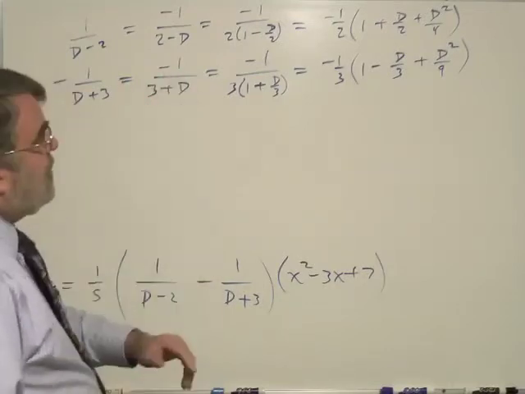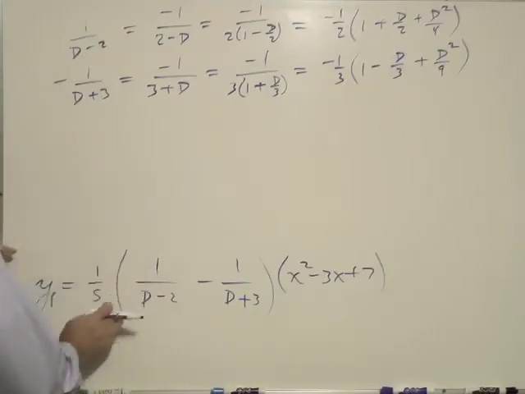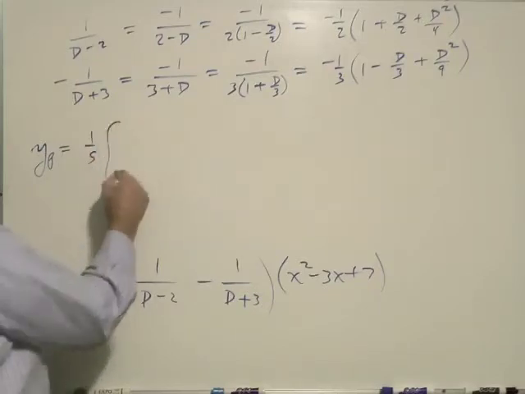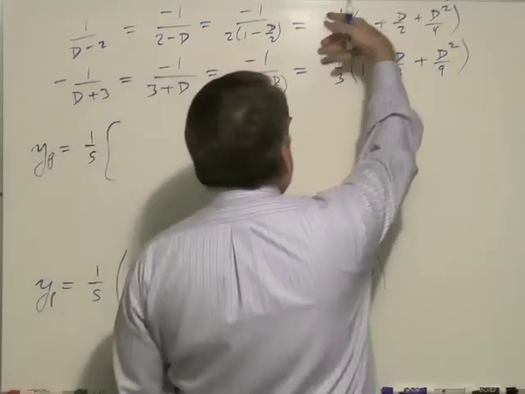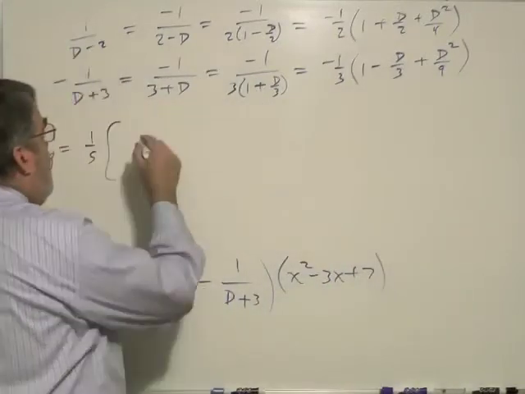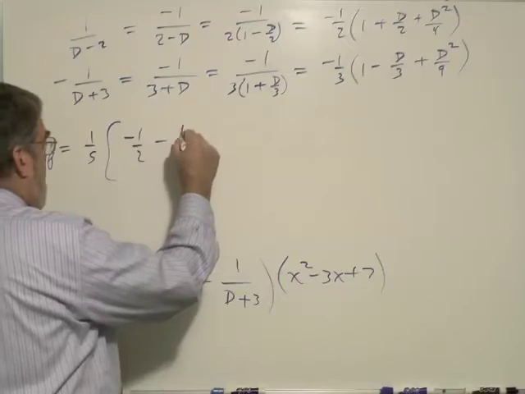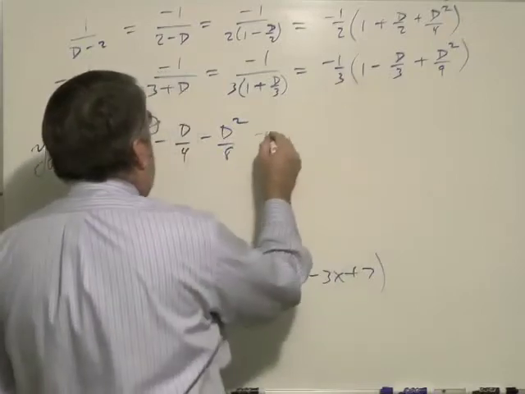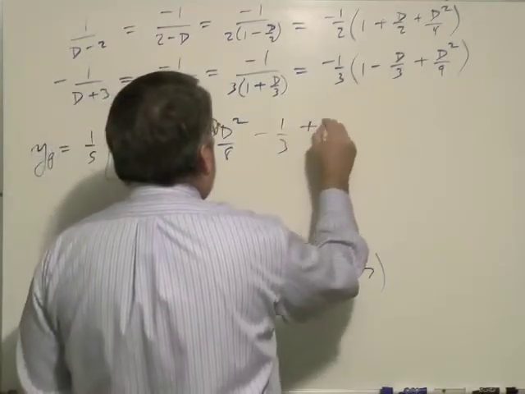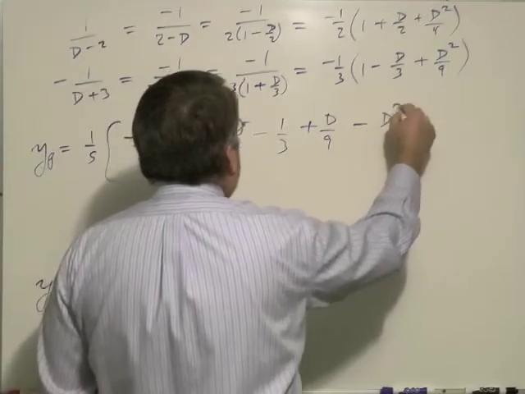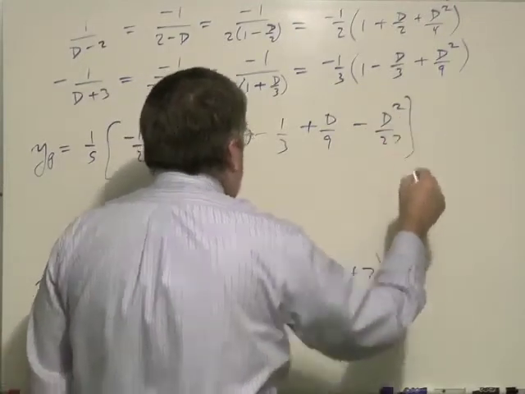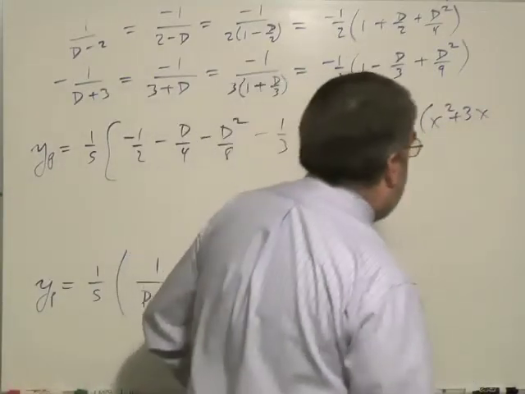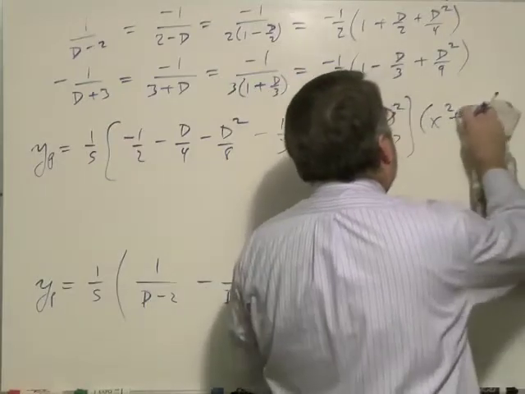So, I need to add these together. And my y particular then would be 1/5. And here I'm going to go ahead and multiply these through. I've got minus 1/2 minus D over 4 minus D squared over 8. And then minus 1/3, then plus D over 9 minus D squared over 27. And all that operates on x squared minus 3x plus 7. Better fix that.